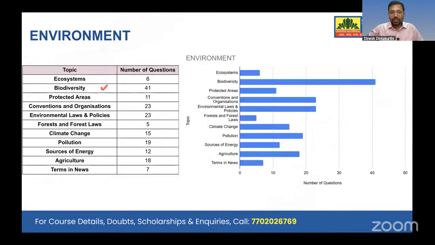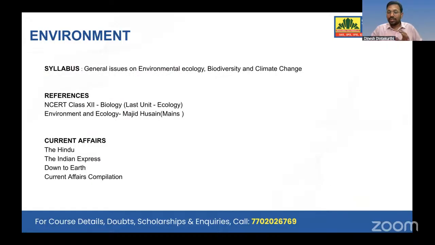The biodiversity questions in the last 15 years: look at the number of questions, 41 questions. Compare it with terms in use, or with forest laws, or any other ecosystem. Biodiversity has more aspects and a higher probability of questions. So biodiversity is directly linked with geography, and we have to have a little bit of geography knowledge for this.